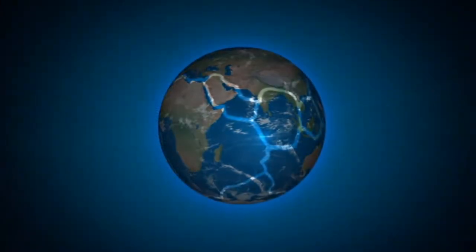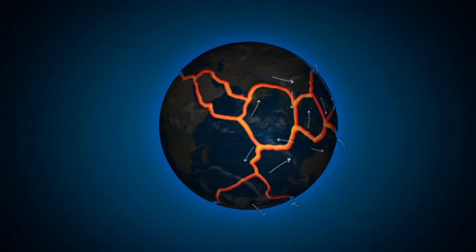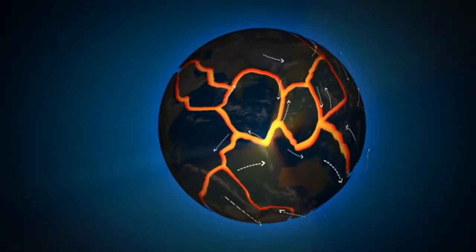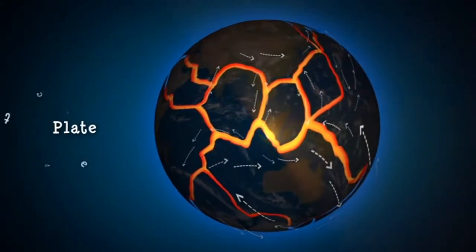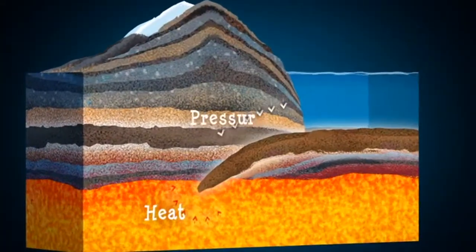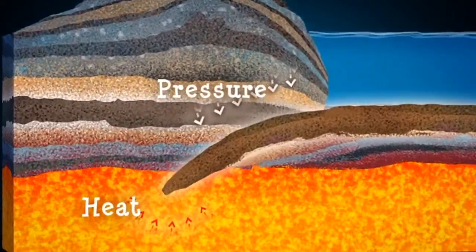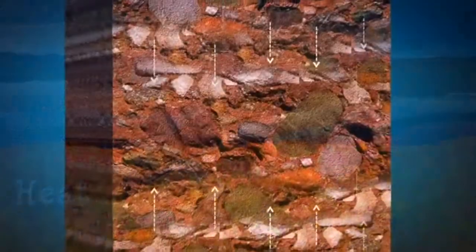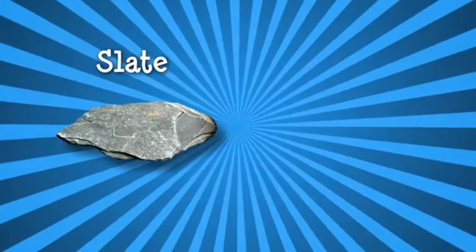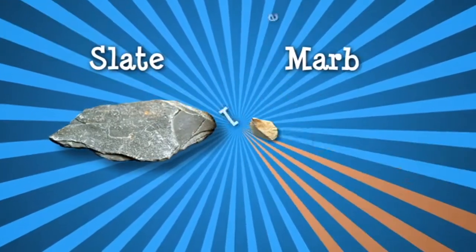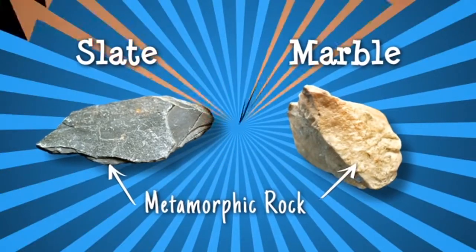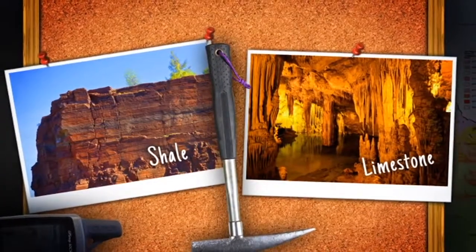Did you know the ground beneath your feet is constantly moving? Continents and oceanic crust are pushing, pulling, and sliding in a process known as plate tectonics. This heats and squeezes rocks, changing their form. Minerals realign or recrystallize to form metamorphic rocks. Slate, used in roof tiles, and marble are examples of metamorphic rocks originally laid down as shale and limestone.